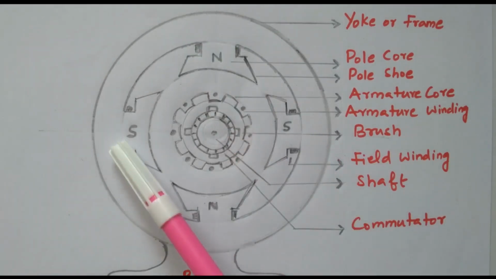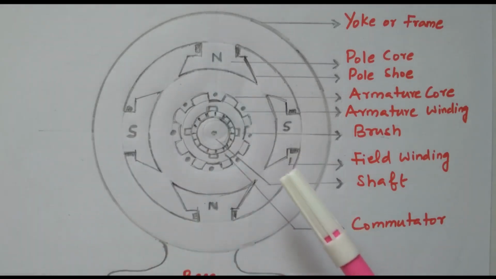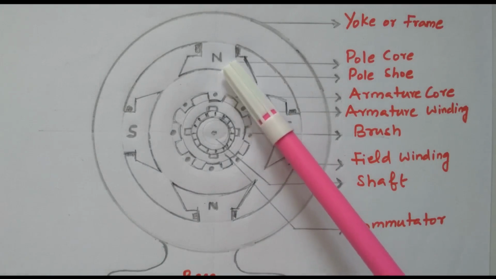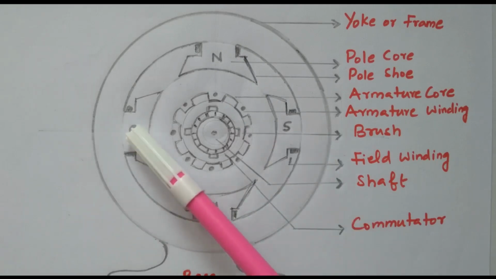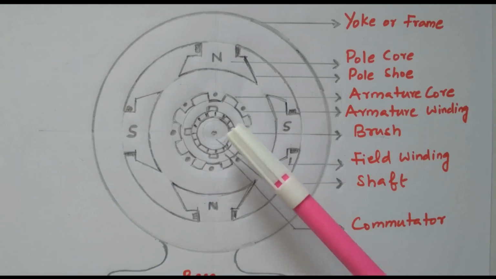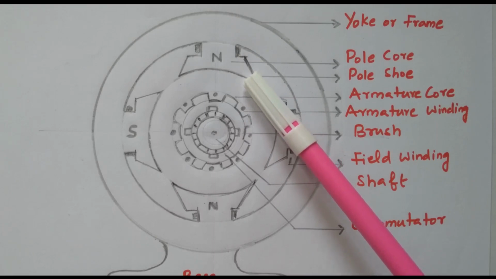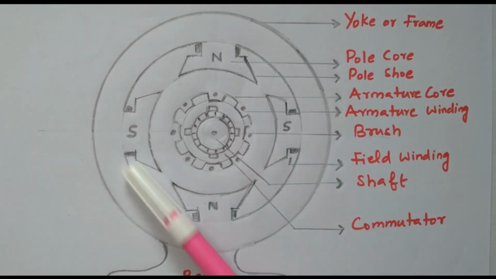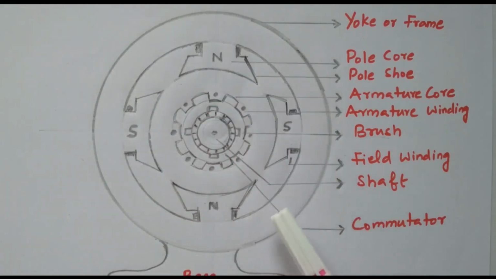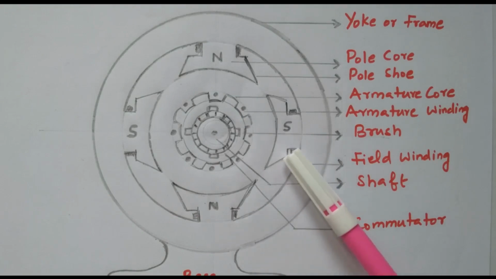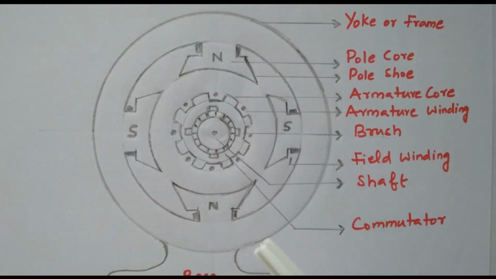So here the four poles are available. These two poles are N poles. These two are S poles. The direction of windings is given in such a way that this will produce N pole, this will produce S pole, this will produce N pole and this will produce S pole. Right. So these field windings are available in the pole core over the pole shoe. While the excitation is given, it becomes a magnet. It's called an electromagnet. So the stationary part is the field winding. It will produce the magnetic flux when the excitation is given. The N poles and S poles are available alternately.